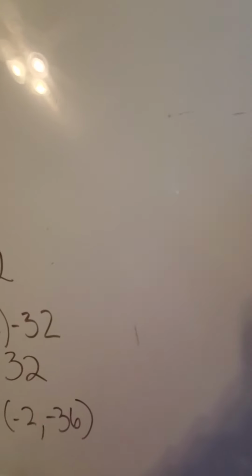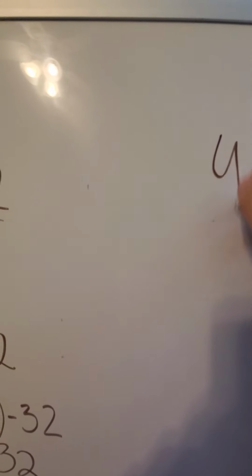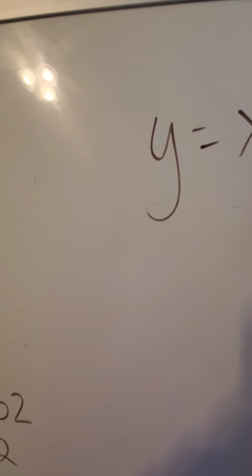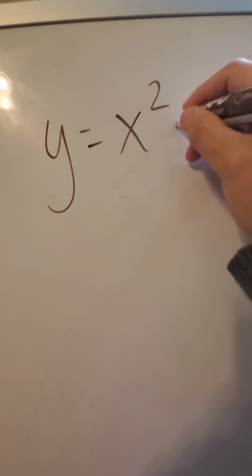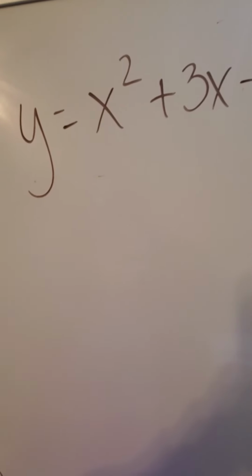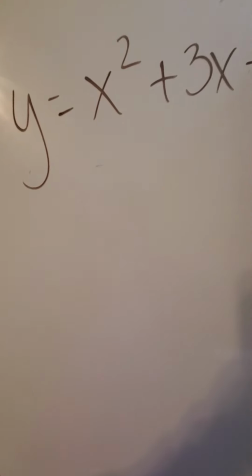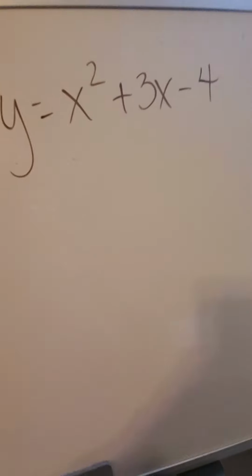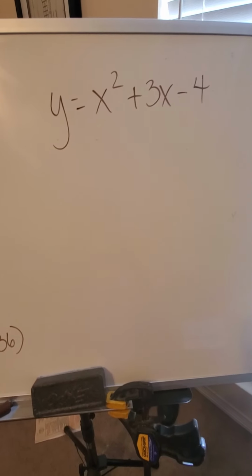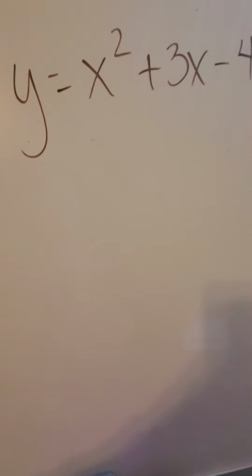Okay, let's say I have y equals x squared plus 3x minus 4. Now, another thing you can do, I mean, we can go through and do the vertex, but sometimes I want to know some other points too.